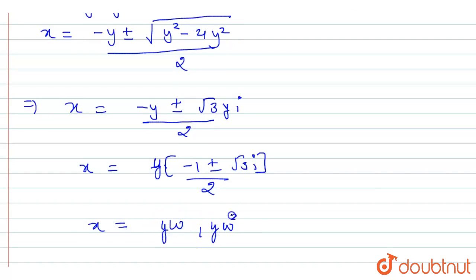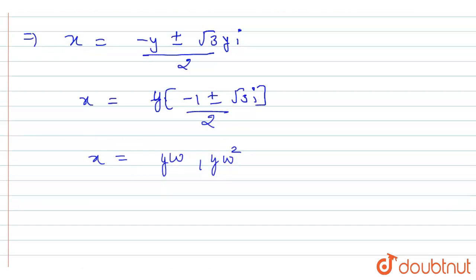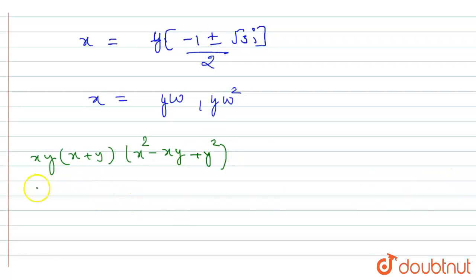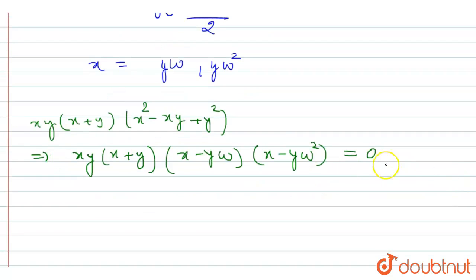Now we can write the term in linear factors: xy(x plus y)(x square plus xy plus y square). So we can write the term as xy(x plus y) times the linear factors x minus y omega and x minus y omega square. Now we can find the roots of this equation.